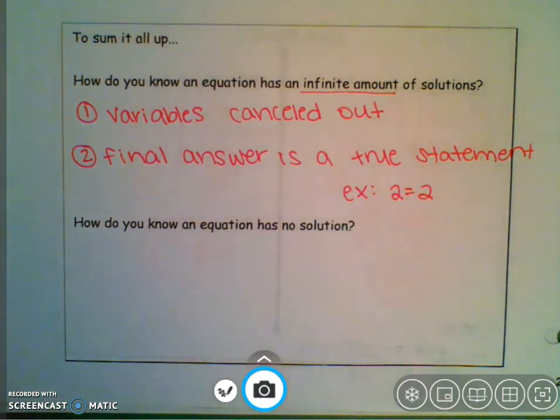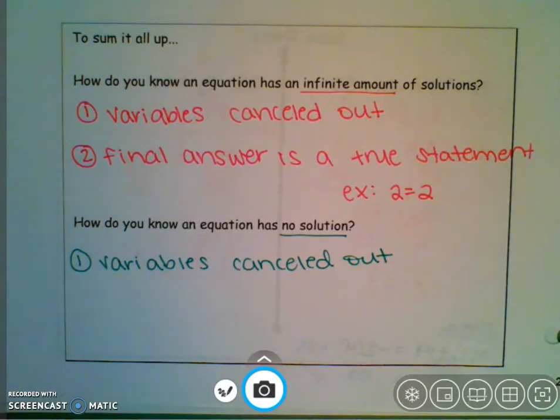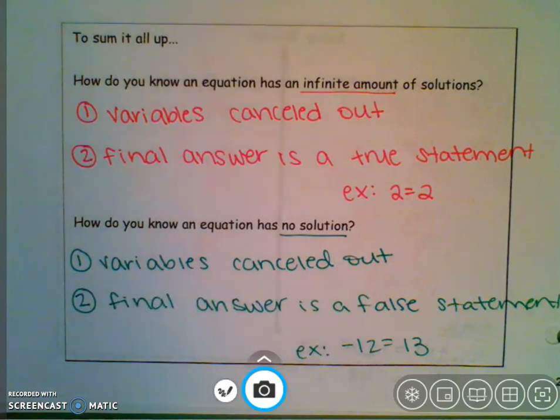How do you know if an equation has no solution? So this one's no solution. Well, number one is your variables canceled out, just like before. And number two, your final answer is a false statement, like negative 12 equals 13. That is false. It is not true.